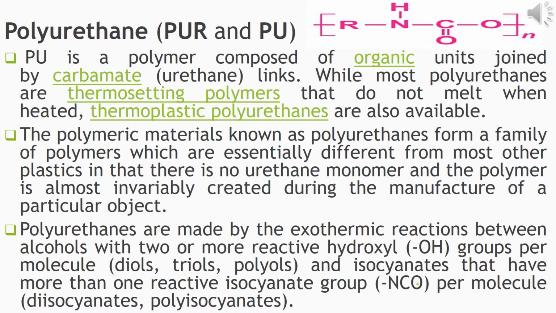This is the isocyanate group. So alcohols, diols, triols or polyols, when they react with isocyanates, those having more than one reactive isocyanate group per molecule, diisocyanates or polyisocyanates, when they react exothermically, then polyurethanes are formed. And when they react, there is an exothermic reaction.